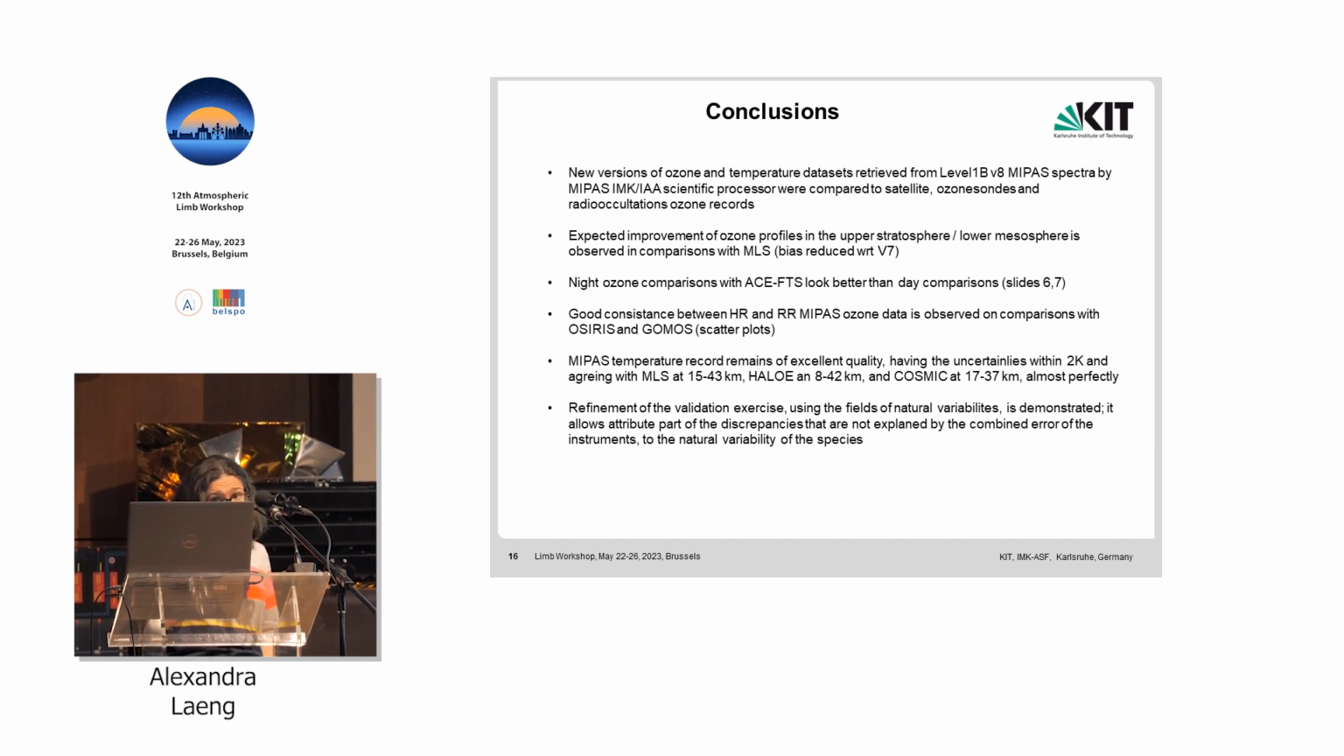So to conclude, we compared to satellites the ozone, and I haven't shown here the radio occultation, the MIPAS ozone and the temperature record from the EMK processor. So the expected improvement in ozone profiles at the high latitudes is confirmed. We have the MIPAS temperature record remaining of excellent quality, so the uncertainty is within 2K, and it agrees with MLS at 50.43, HALO at 8.42, and Cosmic at 70.39 almost perfectly.